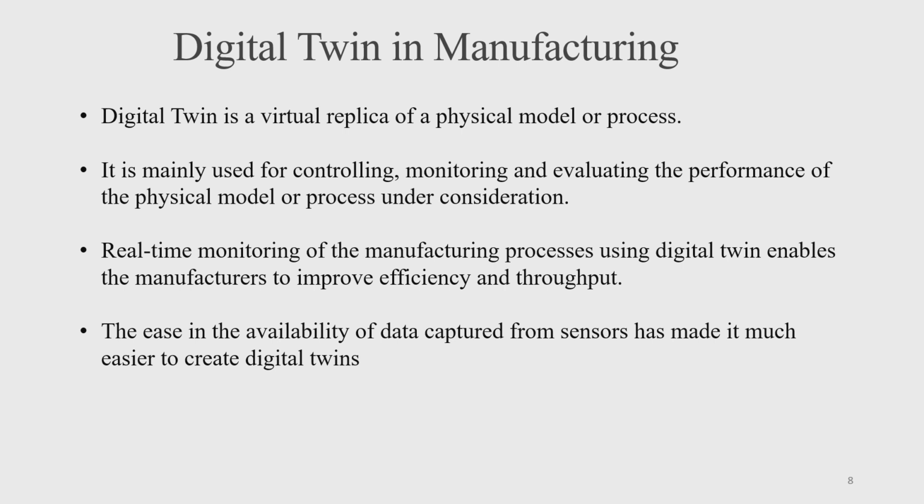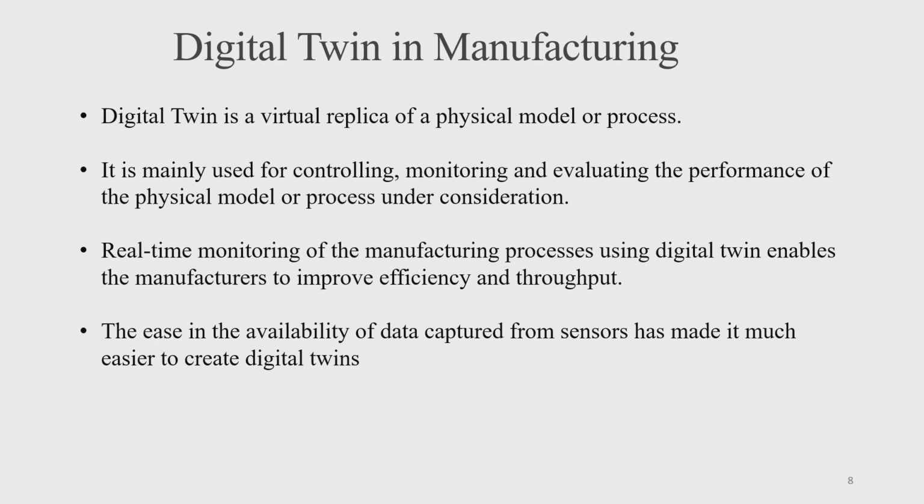So, what do we mean by digital twin in manufacturing? Digital twin is a virtual replica of a physical model or process. It is mainly used for controlling, monitoring and evaluating the performance of the physical model or process under consideration. Real time monitoring of manufacturing processes using digital twin enables manufacturers to improve efficiency and throughput. The key is that the availability of data captured from sensors has made it much easier to create digital twins.